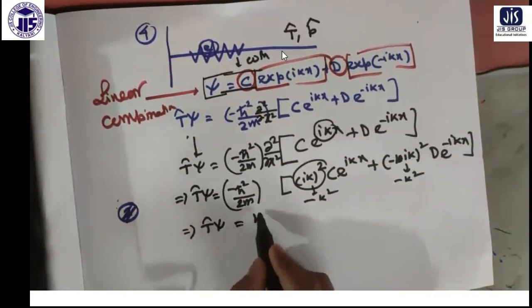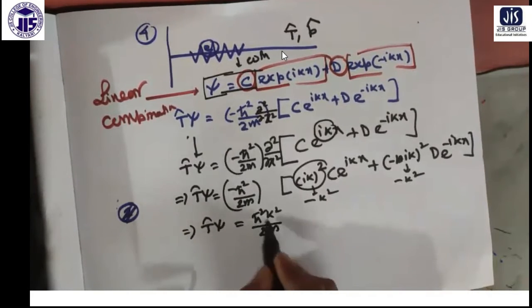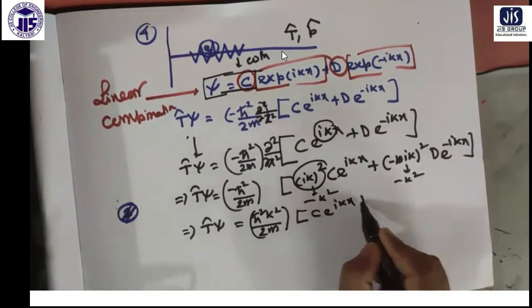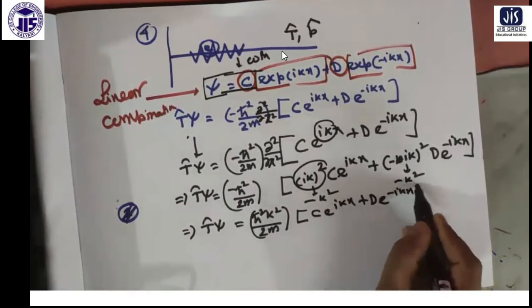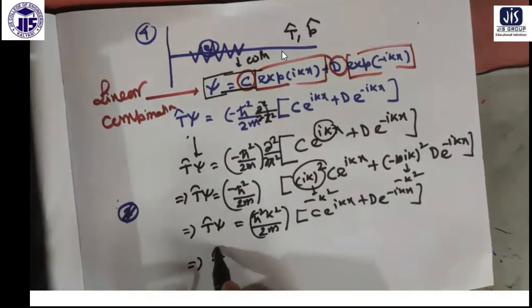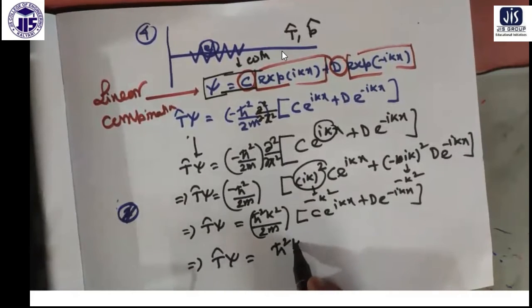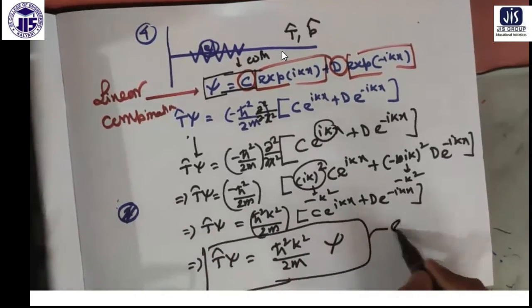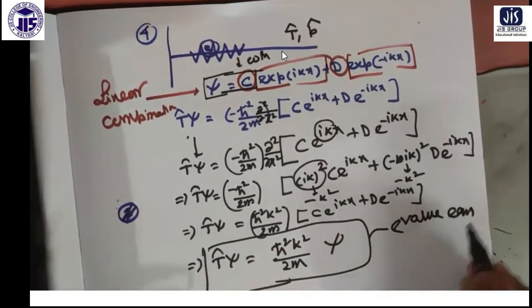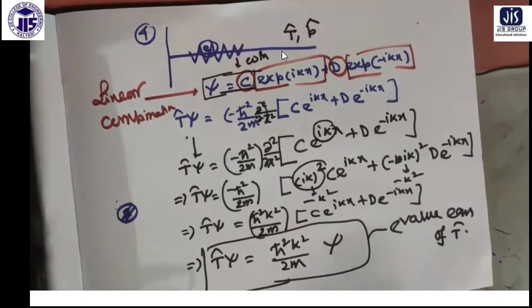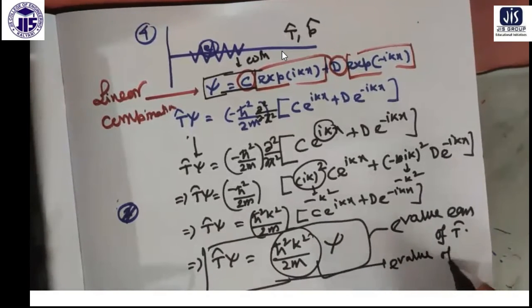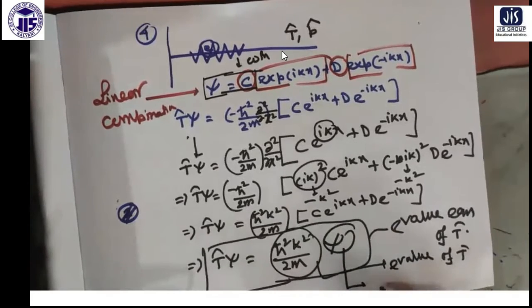So T psi equals h cut square k square by 2m, and it becomes the same function back, C e to the power ikx plus D e to the power minus ikx. So you see T psi is equal to h cut square k square by 2m times psi. Please see this is also an eigenvalue equation of the same kinetic energy operator. This is again the measured value, or eigenvalue, of the kinetic energy operator, and this is the eigenfunction of the same kinetic energy operator.